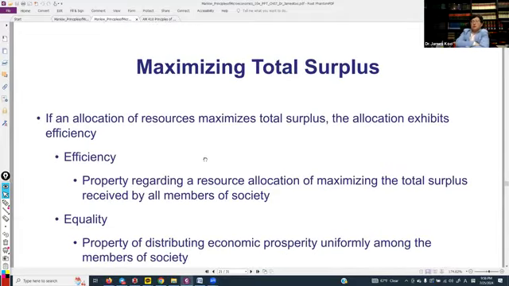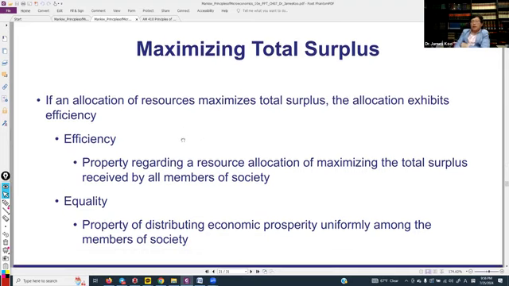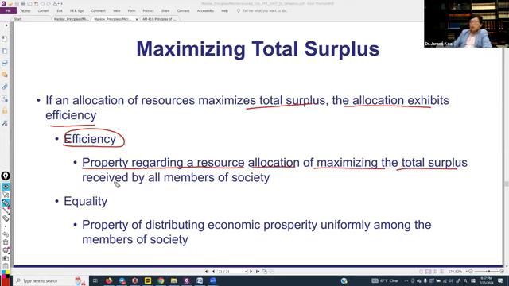If an allocation of resources maximizes total surplus, the allocation is efficient. Efficiency is the property of a resource allocation of maximizing the total surplus received by all members of society. That is efficiency.